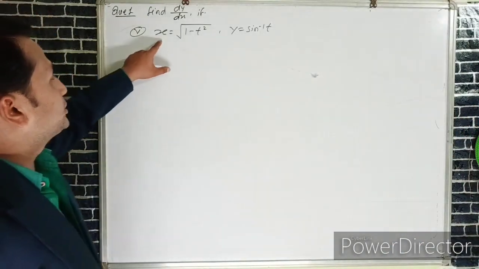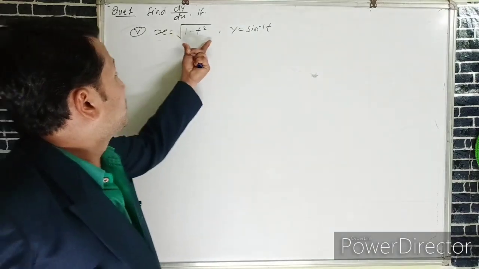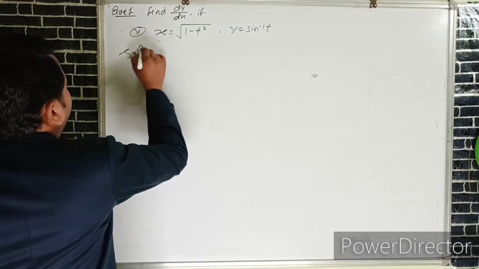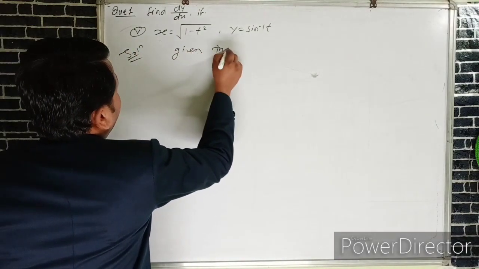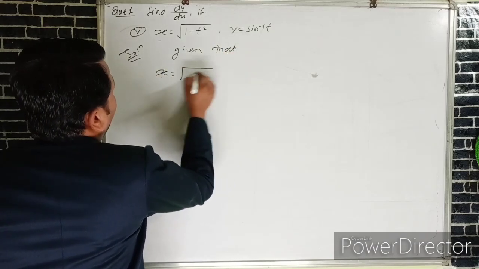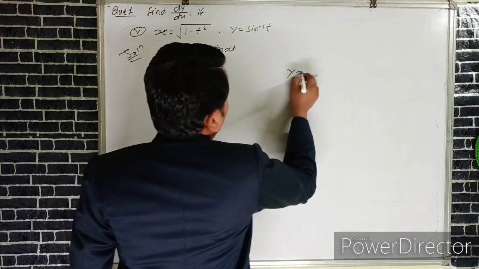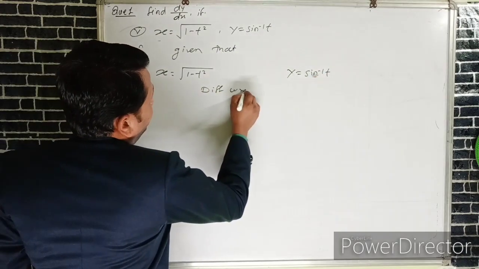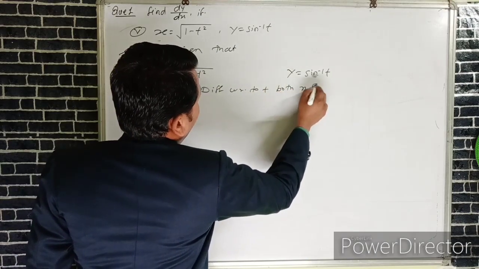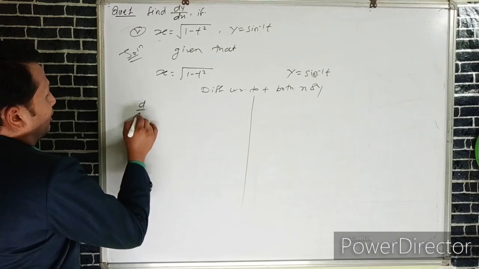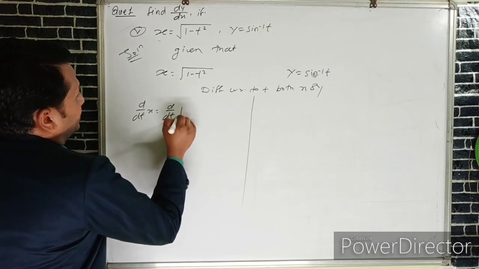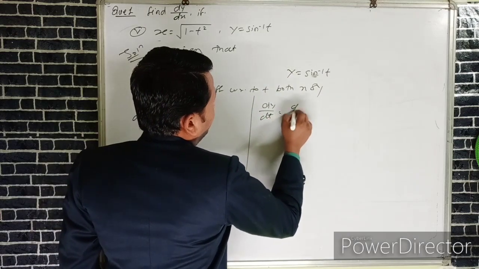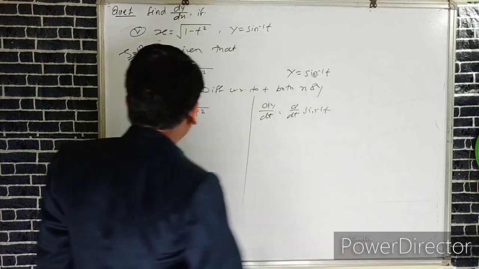Next function, which is also in parametric form. Here x is equal to the square root of 1 minus t square, and y is equal to sin inverse of t. Here t is the parameter. First we take the given function: x is equal to the square root of 1 minus t square, and y is equal to sin inverse of t. If we differentiate both x and y with respect to t, we can write dx by dt, the derivative of the square root of 1 minus t square. Again we can write dy by dt is equal to the derivative of sin inverse of t.